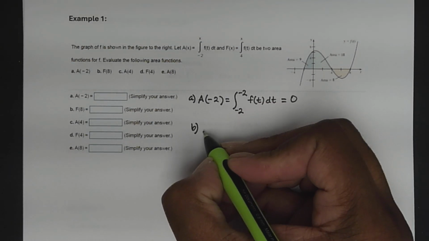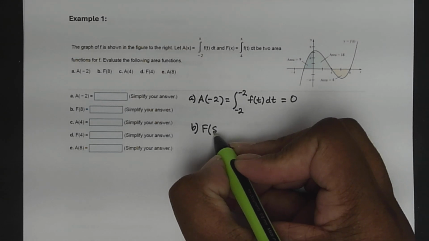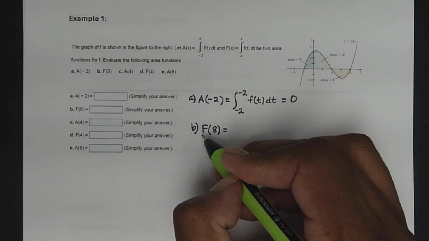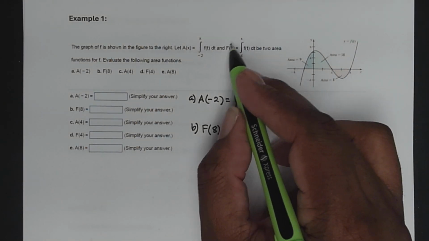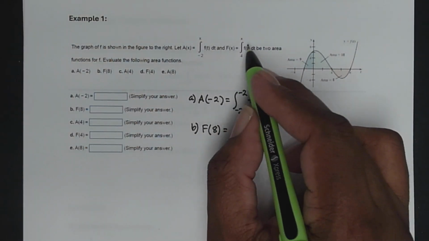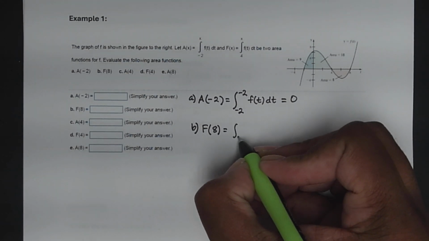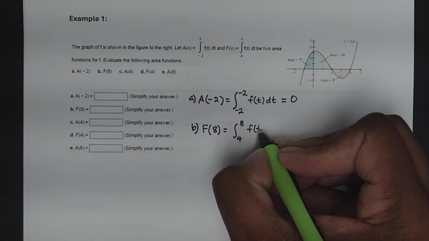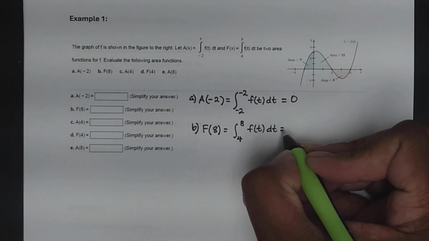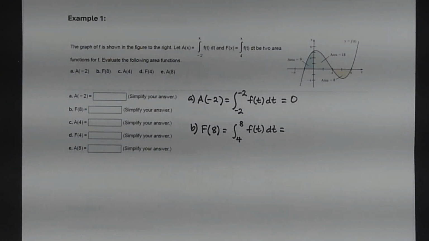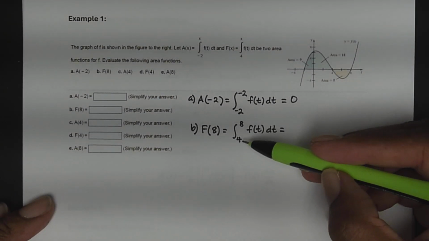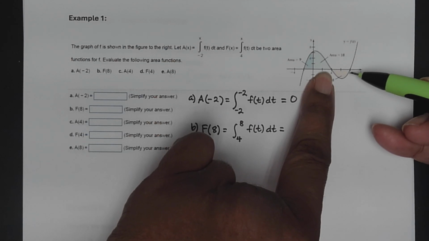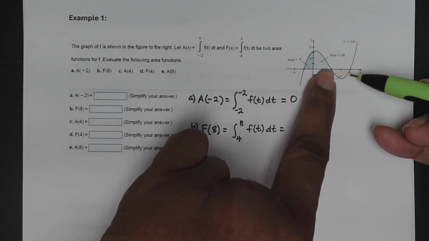In part B, we've got capital F of 8. So now, for capital F of 8, we have to use this capital F of x formula here. That's going to be the integral from 4 to x, which is 8, of f of t dt. And we're going to find this integral from 4 to 8. So here's 4 right here, and here's 8 right here. That's only going to be this area here.